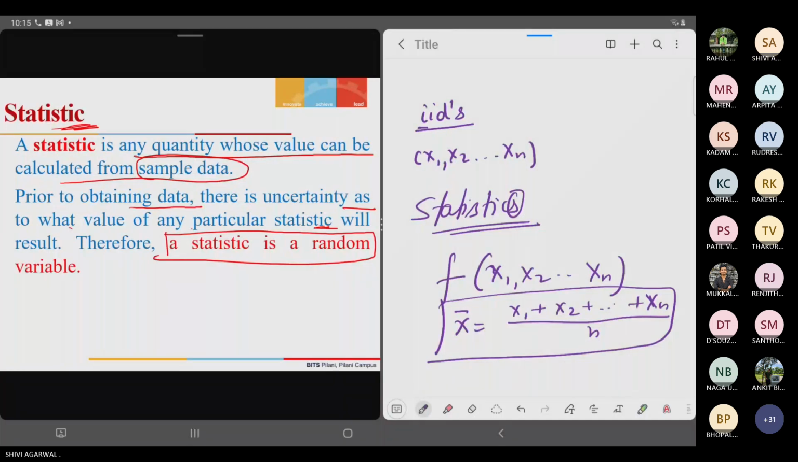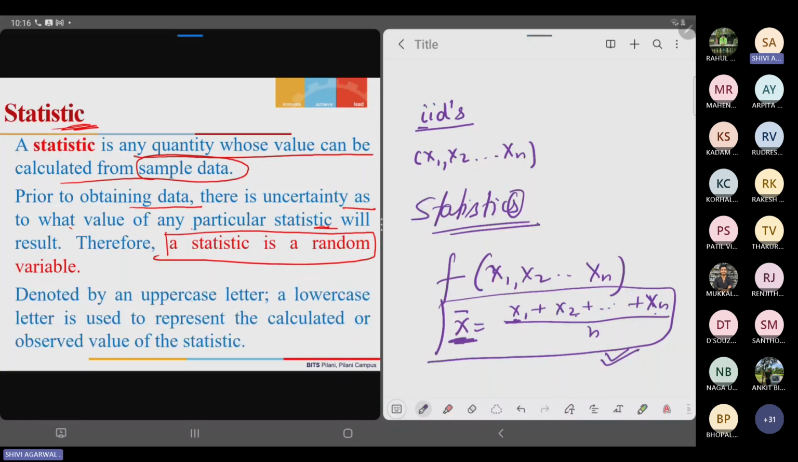Okay. So this is also a statistic. Correct. When we are not fixing the values of x1, x2, xn, then it is a random variable. So that's why the statistic x bar is also a random variable. We have already proved it. We visualized it in the last slides: x bar is also a random variable because when we are taking different samples, x bar comes out different for each sample.